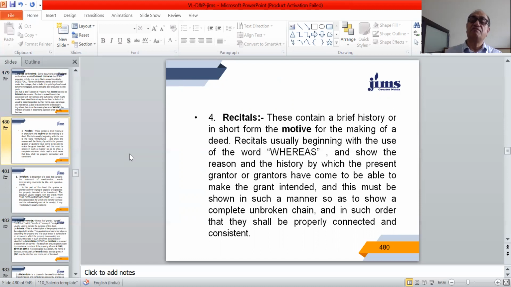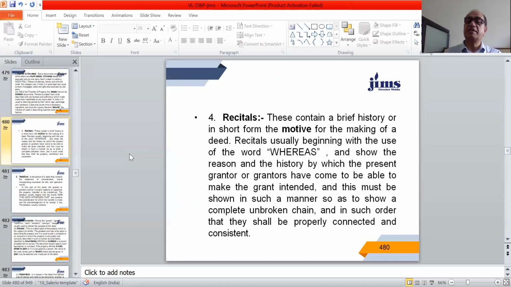You will write down, whereas the seller is the absolute owner of the property. So these paragraphs usually begin with the word whereas and show the reason and history by which the present grantor or grantors have come to be able to make the grant intended. And this must be shown in such a manner so as to show a complete unbroken chain and in such order that they shall be properly connected and consistent.